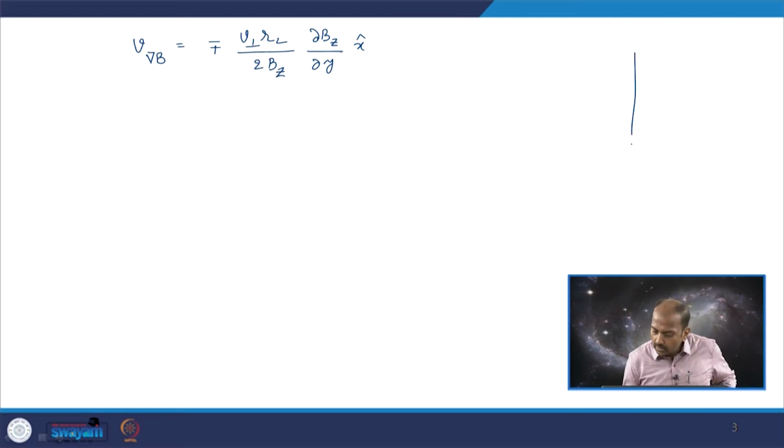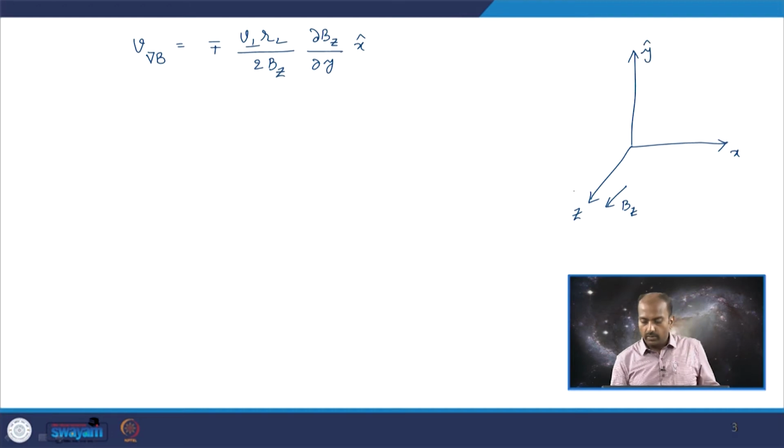So the basic idea is you have a magnetic field in this direction. This is B_z and this is the z direction. This is the x direction and this is the y direction, right. So the magnetic field gradient is in this direction, the magnetic field is in this direction. Now we are able to see that the velocity of the particles is in this direction. This is the most interesting thing.